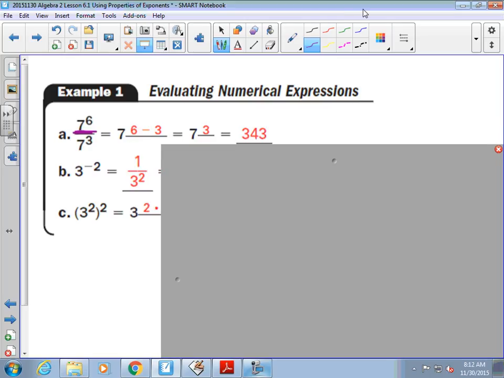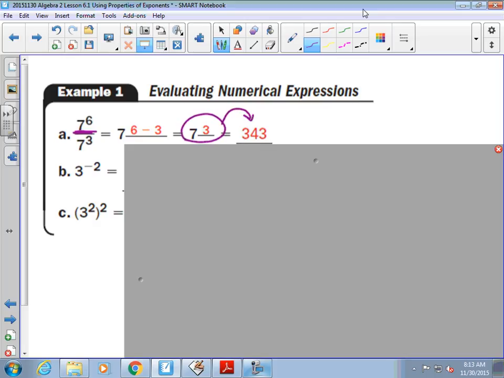So we have 7 to the 6th power over 7 to the 3rd. That's the same thing as 7 to the 6 minus 3, which is 7 to the 3rd power. This will be about the only step from here to here that you want to use a calculator on. You don't need 6 minus 3 in a calculator. But 7 to the 3rd power is 7 times itself, which is 343.